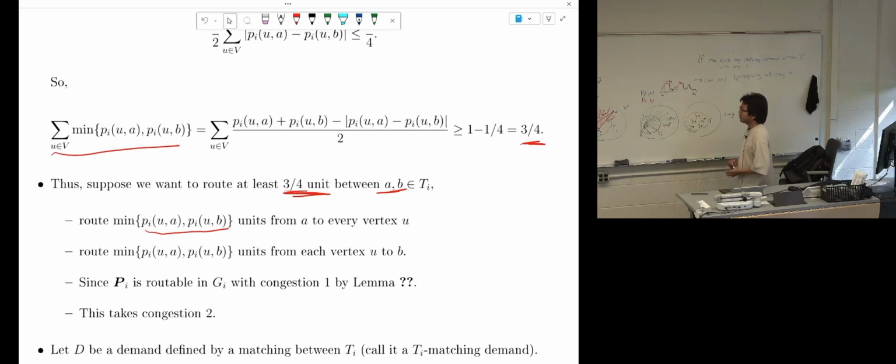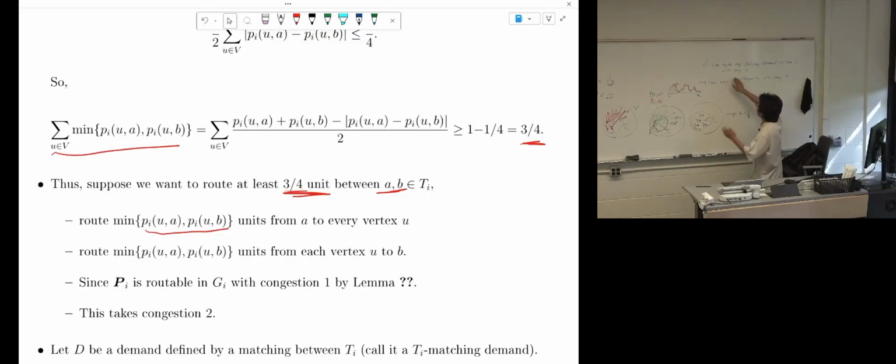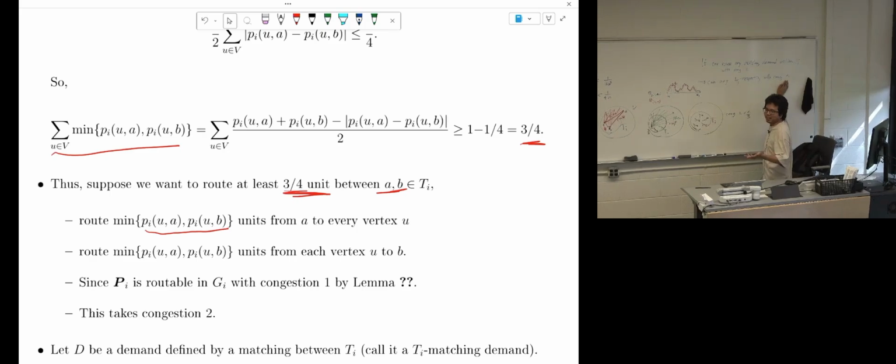Why is this the case? Well, you have seen something like this before, but not quite. You have seen that if you can route a product demand with congestion kappa, then you can route any demand that respects that node weighting with congestion 2 kappa. I can kind of show you that. But this is strong. Actually, you can prove something stronger. You don't need to lose the factor of 2.